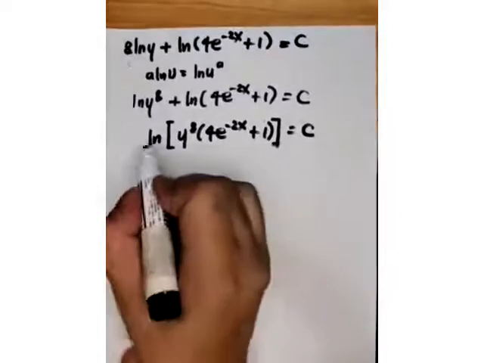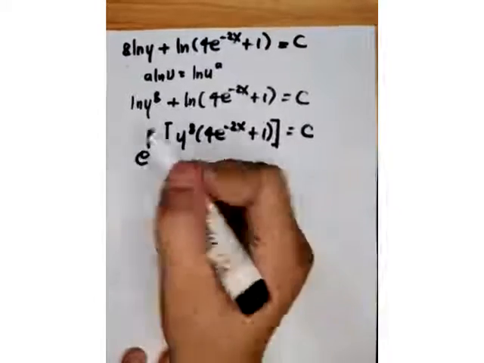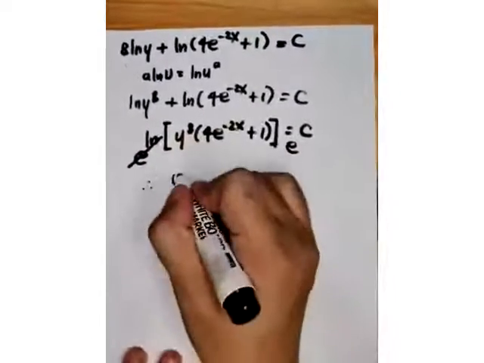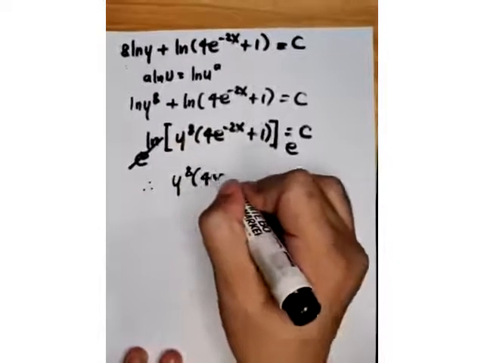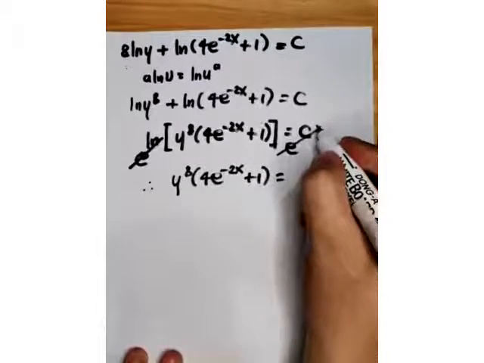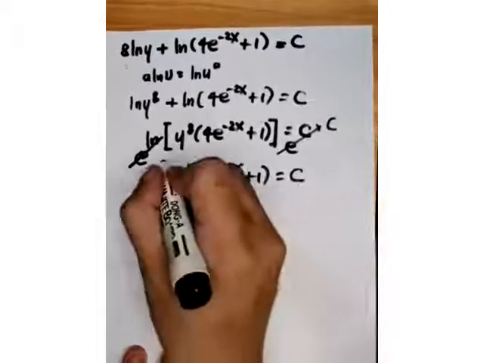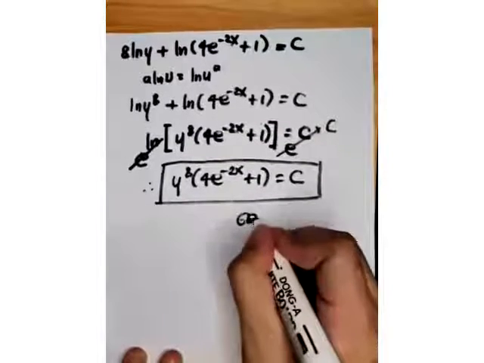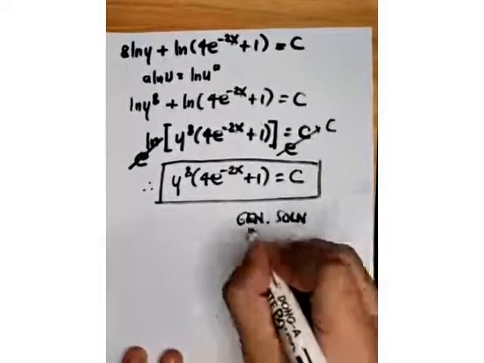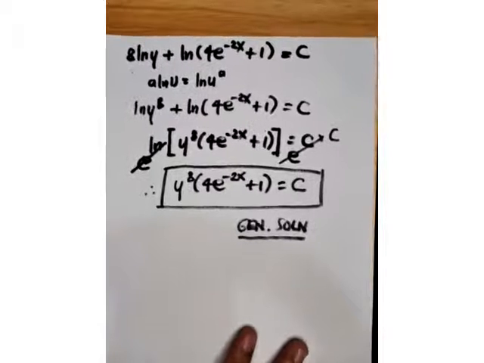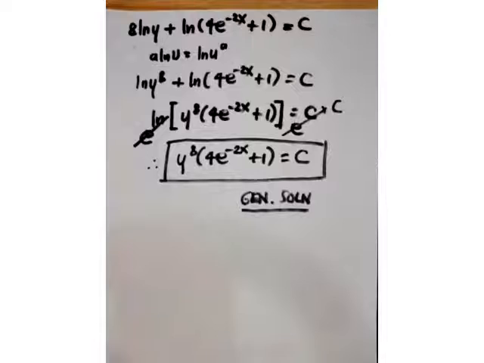And to simplify further, so let's eliminate ln by raising the whole equation by e. Yeah, so we can cancel that. So therefore, the answer is y raised to 8 times 4e raised to negative 2x plus 1 is equal to, but e raised to c is still a constant. Just another constant. Ayan. So therefore, this is our general solution. Ayan. General solution.